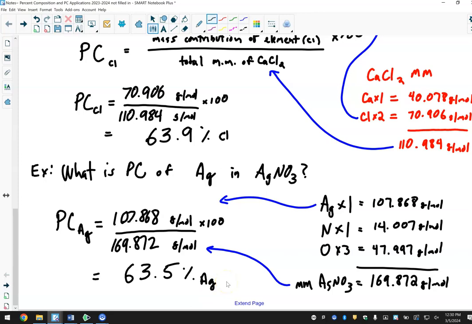Now, you might say, hey, wait, that's weird. There's only one silver and there are 3 oxygens. How does silver have the majority of the percent composition? Well, because it's a much heavier element. Sometimes there's a misconception that the element with the larger subscript always has the higher percent composition, right? Well, there are 3 of them. Isn't it going to have more?